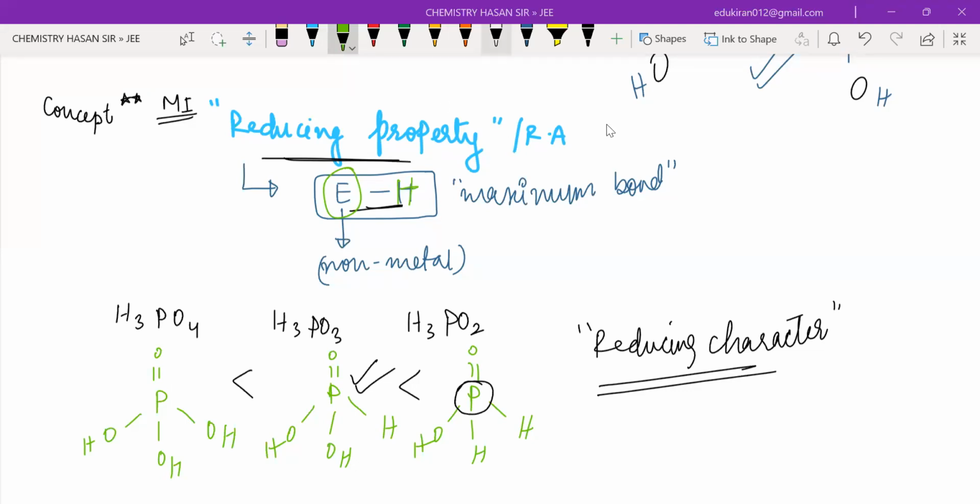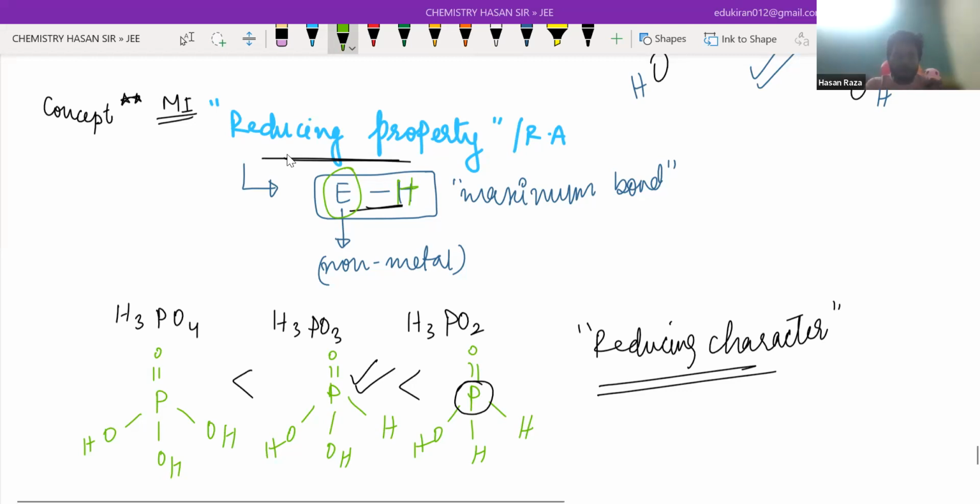Okay, so if anyone hasn't got it yet, just let me know. I will again explain it. I will again say the sentence. It's very easy. I'm gonna repeat it. Non-metal directly connected with hydrogen. The compound in which these bonds will be maximum will have the maximum reducing property, or will be the maximum reducing agent.